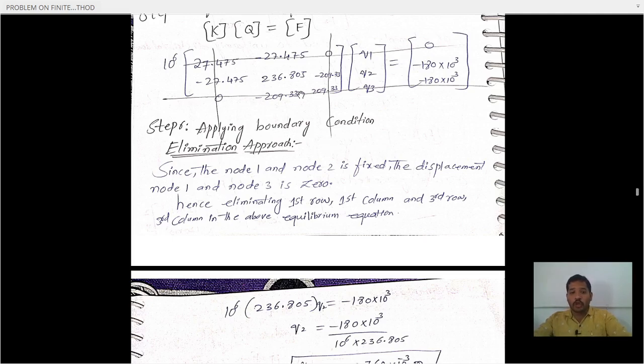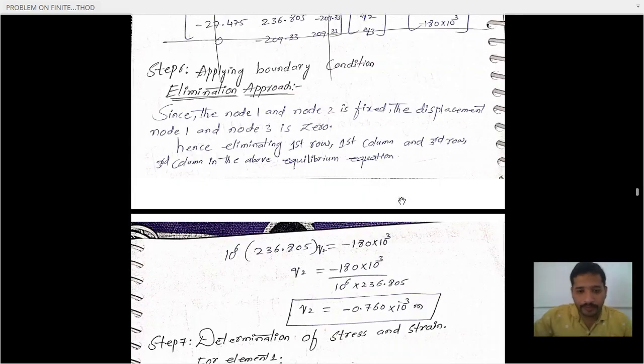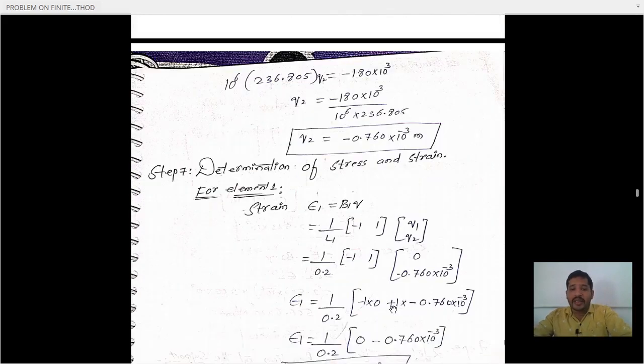The remaining term should be how much only? 10 power of 6 into 36.805 into Q2 equal to minus 180 into 10 power of 3. After that, we need to divide this value. If you divide this value, then you will get minus 0.760 into 10 power of minus 3. So with the help of applying the boundary condition, Q1 value is 0, Q3 value is 0, and Q2 value is minus 0.760 into 10 power of minus 3.